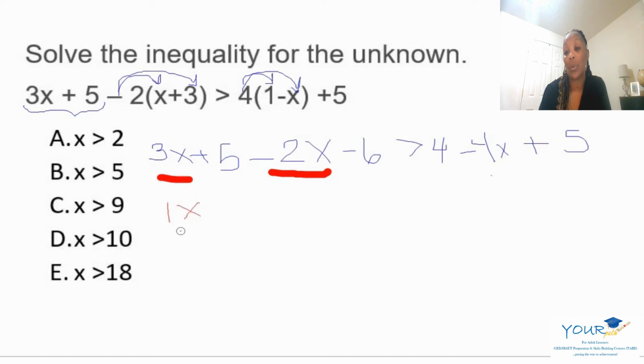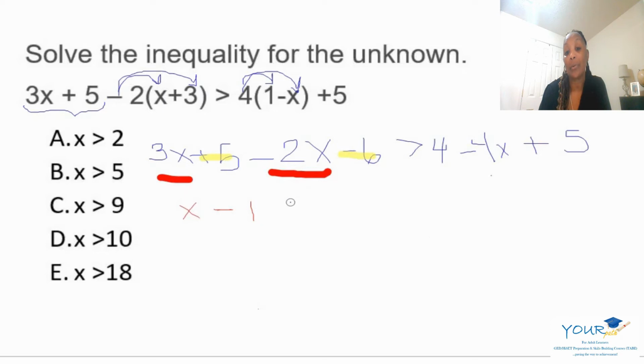Now we do not have to put a 1 here because remember, any number times 1, in this case 1 times x, will give us that number. So that will give us an x. As such, we do not have to have a 1 there. We can just put x. It leaves us with x. Now we have a positive 5 and a negative 6, and when we subtract, we get a negative 1.